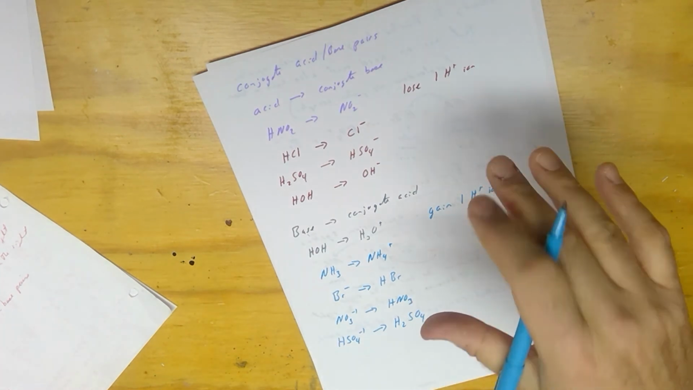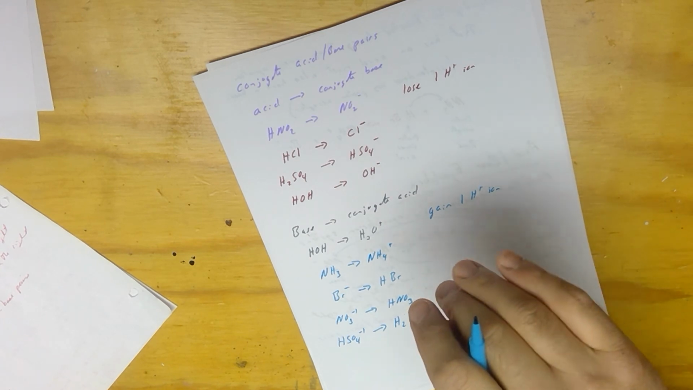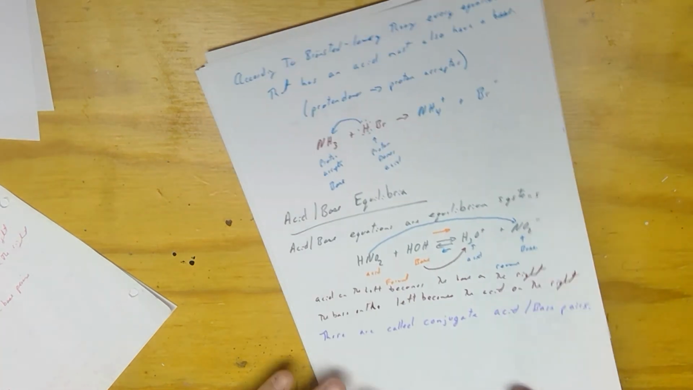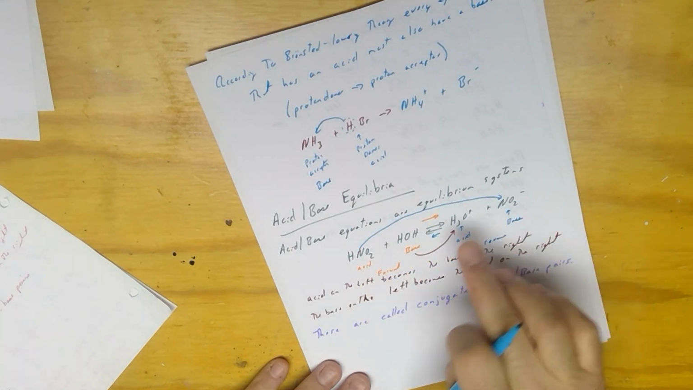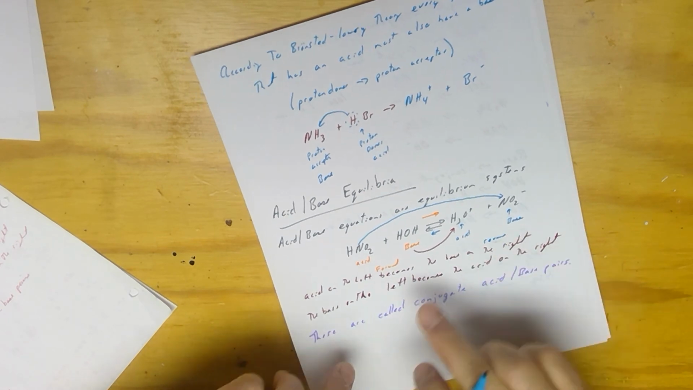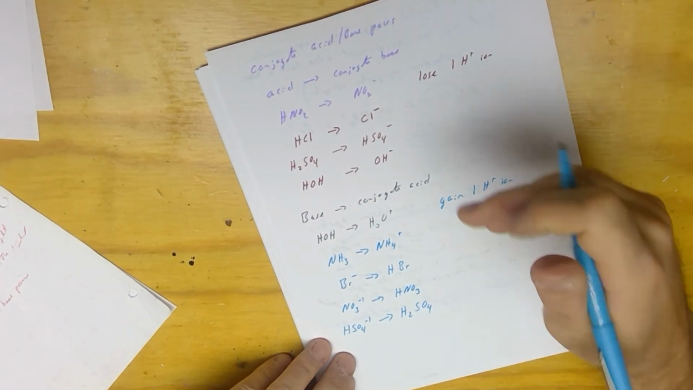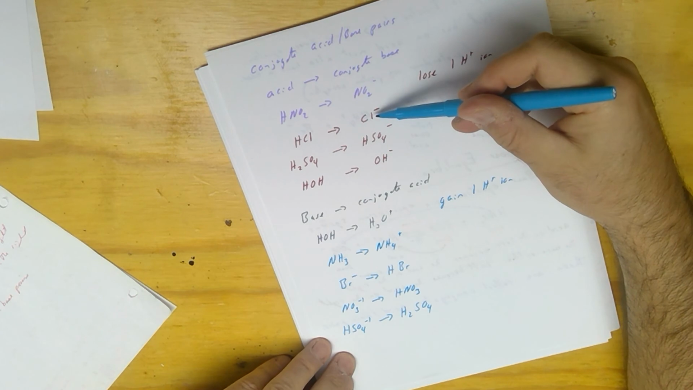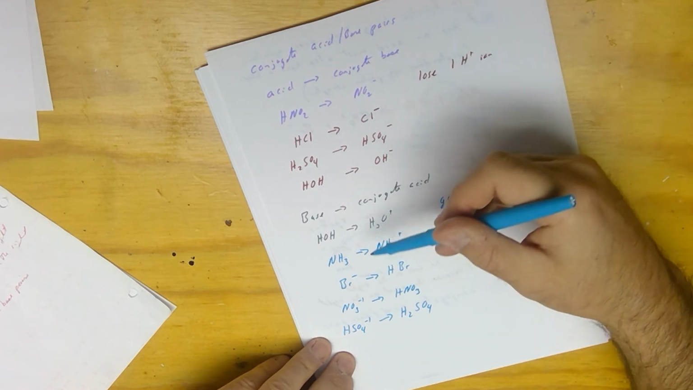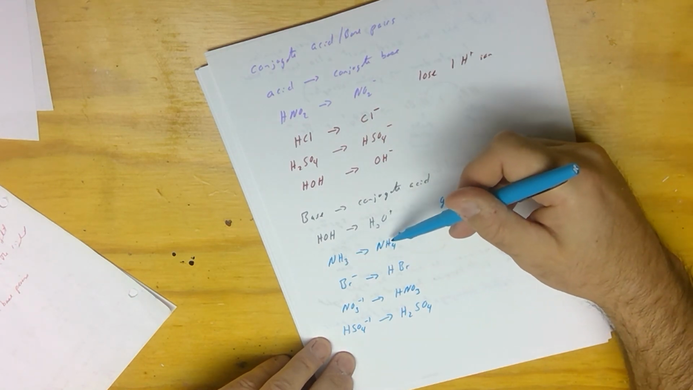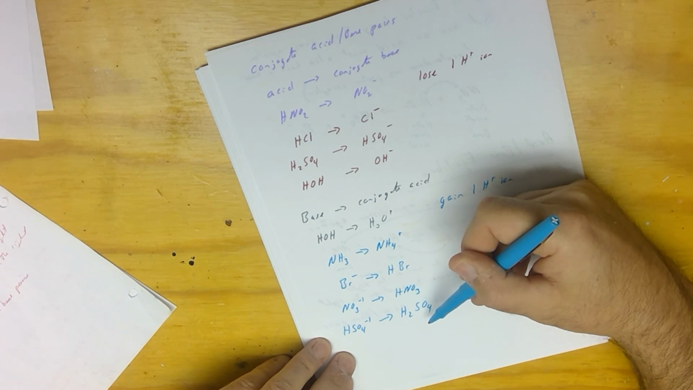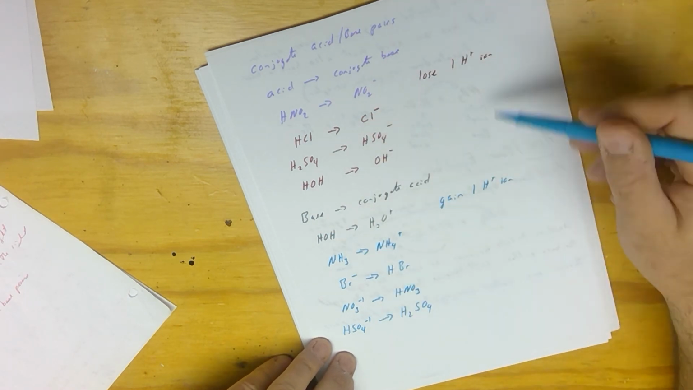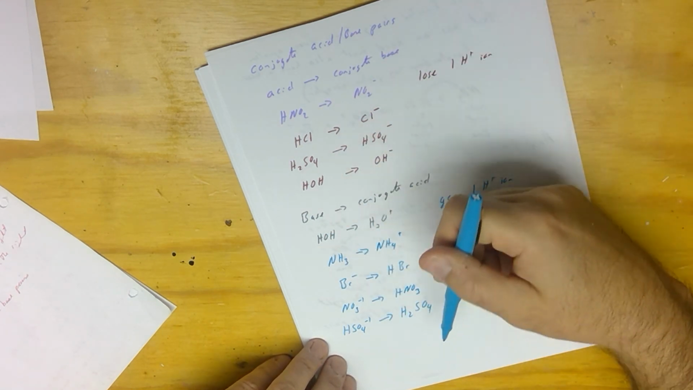Now, you need to recognize conjugate acid-base pairs. You should be able to look at an equation and tell me what the acid-base pairs are. And if I give you an acid, you should be able to give me its conjugate base. And if I give you the base, you should be able to give me the conjugate acid. Okay. We're going to expand on this next class.